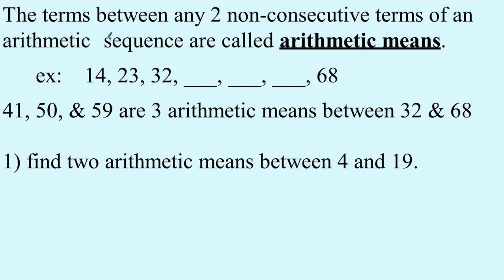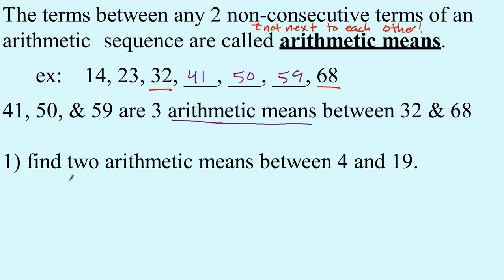Okay, when you have terms between any two non-consecutive terms, non-consecutive means not next to each other. Okay, so they're not touching. So that would be like 32 and 68. So the arithmetic means, the numbers in between 32 and 68, would be 41, 50, and 59. Those are the arithmetic means.